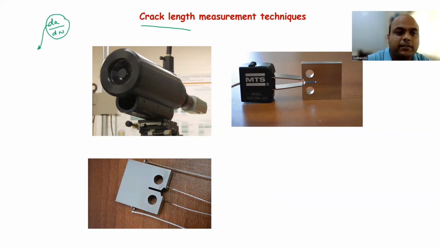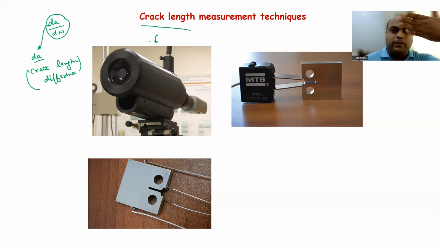So now you have to measure this dA, and dA is your crack length difference. Right? So you can use different methods. The first one is your telescopic method. You have the sample, and then you have a telescope attached to a camera. As the crack is growing, you are continuously capturing the image of the surface. When you do that, you can measure the crack length with respect to the number of cycles in fatigue loading.